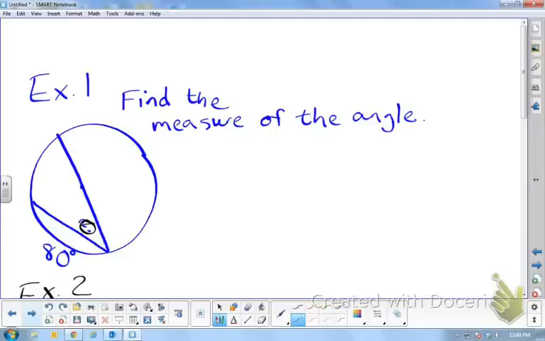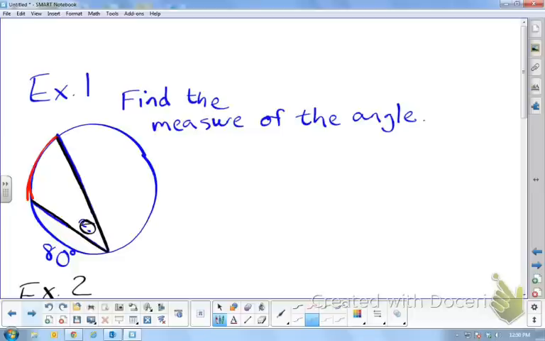And something I always like to do when I'm working with problems like this is highlight the angle I'm working with and the arc I'm working with. Just so I know, what do I need to focus on? I need to focus on the black angle and the red arc. Those two are related to each other.